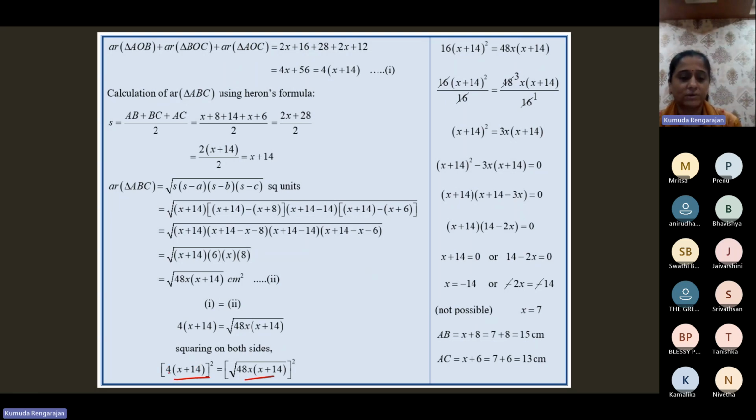So now this will become 4 squared, 16, and x plus 14 the whole square. The square should be applied for everything inside the bracket. So we have 4 and x plus 14. So 4 squared 16 and x plus 14 the whole square. And here the square and the square root will get cancelled, that is, the square root is eliminated. So you will have 48x into x plus 14.